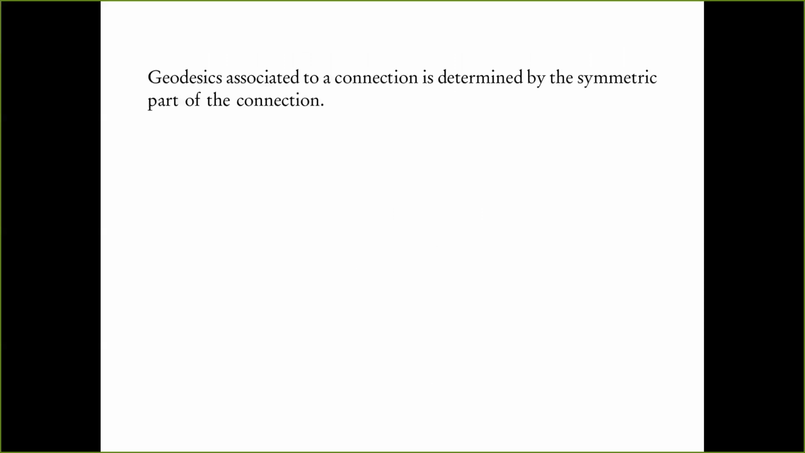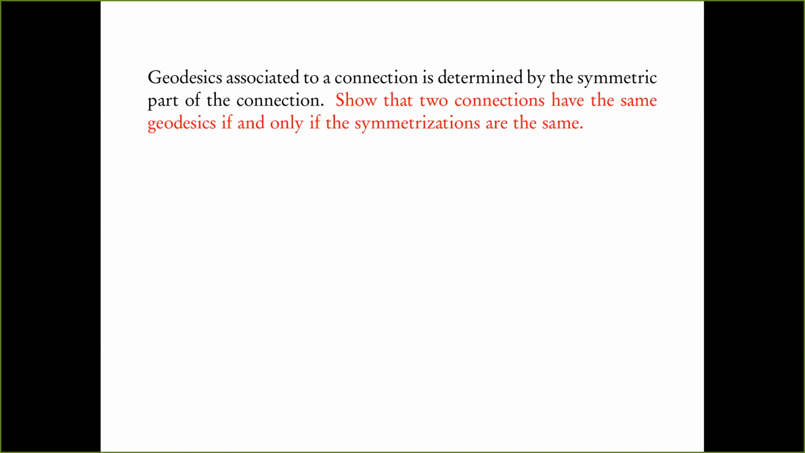I'll fix this. So the upshot is that the geodesic associated to a connection nabla is determined by the symmetric part. Now, what determines the antisymmetric part? Well, you saw that the torsion, when you calculate it, is exactly the antisymmetric part. It's 2 times the antisymmetric part. So the torsion is capturing the antisymmetric part. Geodesics of a connection are related quite intimately to the symmetric part of the connection. And if you know the symmetric part and the antisymmetric part, then you know the whole thing.